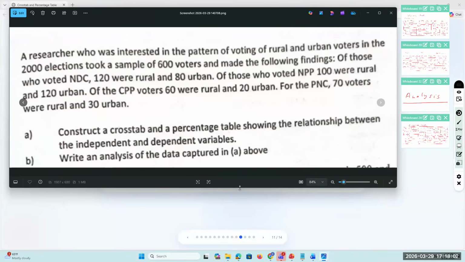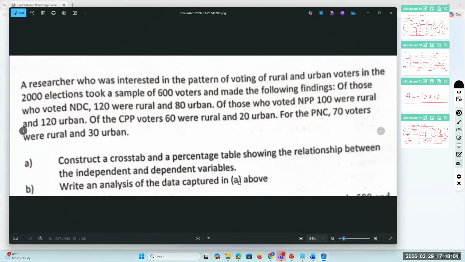Please, I'm not seeing it well. Can someone view it very well and read it out? Okay, please, can you read it out for them? I beg you. I'm reading it.